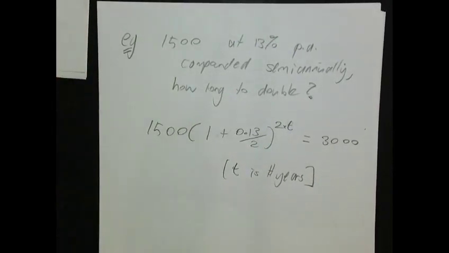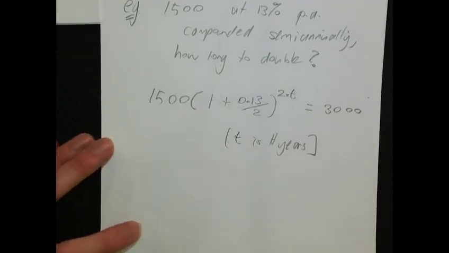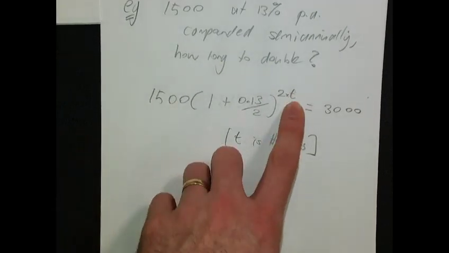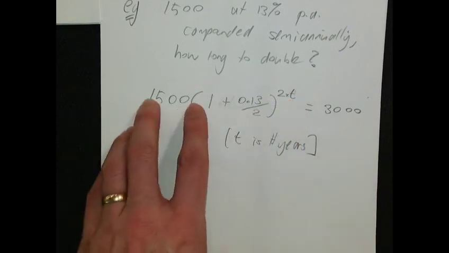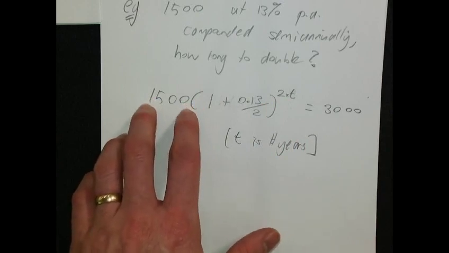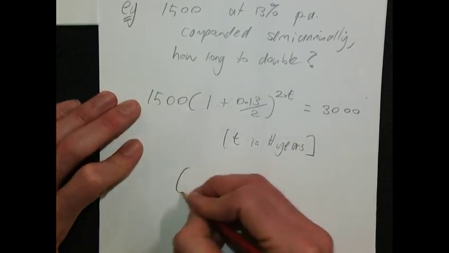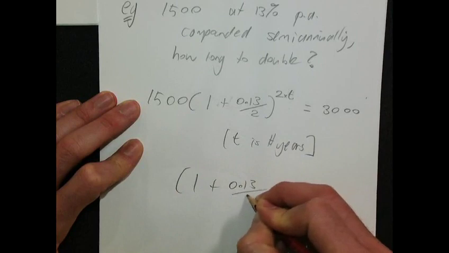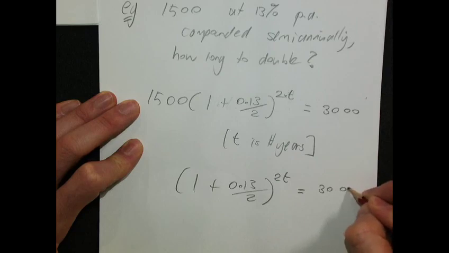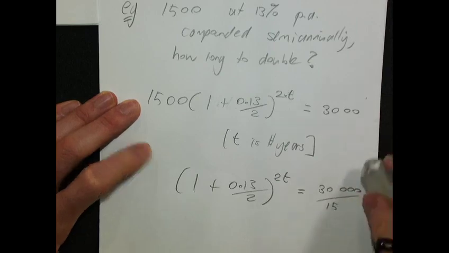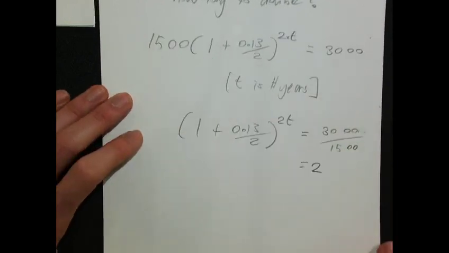Okay, so if you're going to solve something that's more complicated than an ordinary log equation, what you want to do is look at where the t is and go as far away from that as possible and deal with that first. So the t is in this power and then we times by the 1500, so we'll divide by the 1500 first before we do anything else. Okay, because we can do that. So that's where we are now.